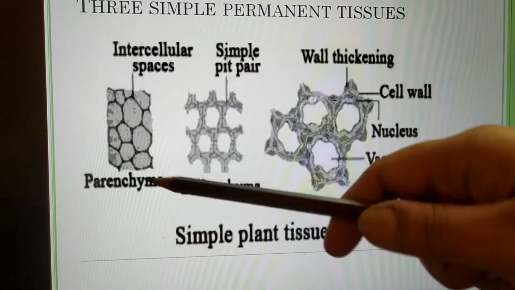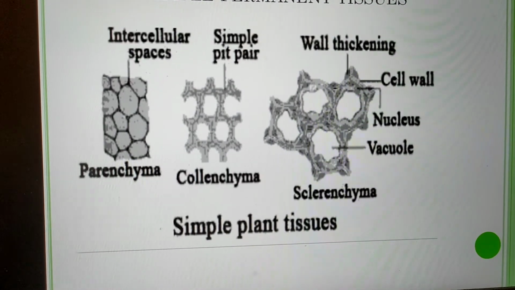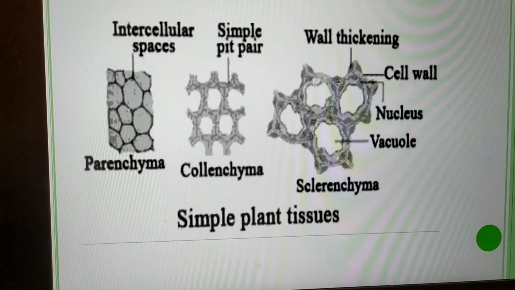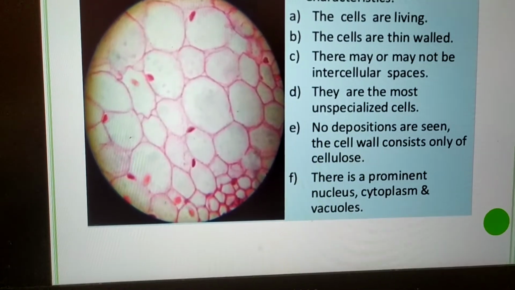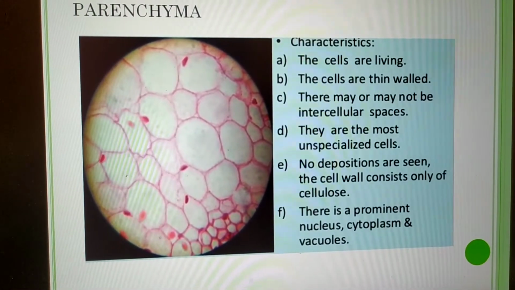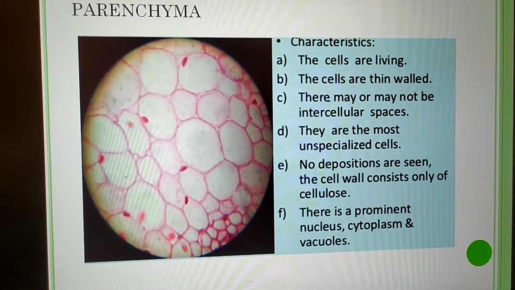Parenchyma have intercellular spaces, as you can see in the diagram. Collenchyma have simple pit pairs, whereas sclerenchyma have wall thickenings on the cell wall. So we will study all the characteristics, their position and functions of all types of permanent tissue. First we will study parenchyma.